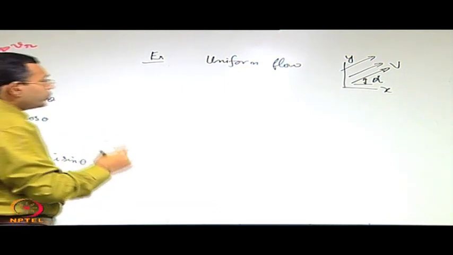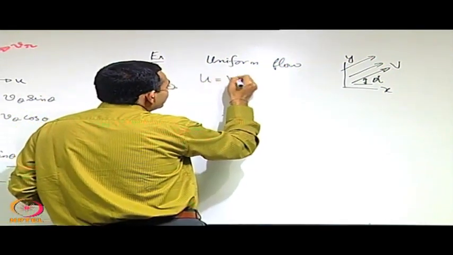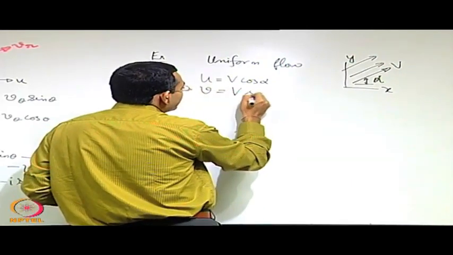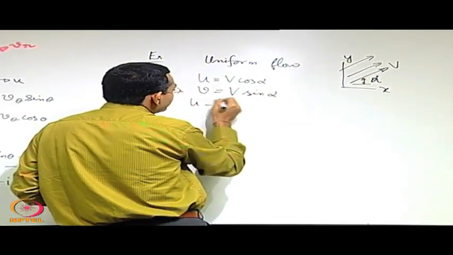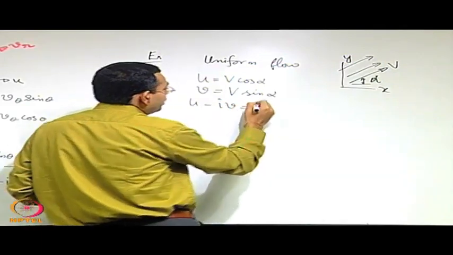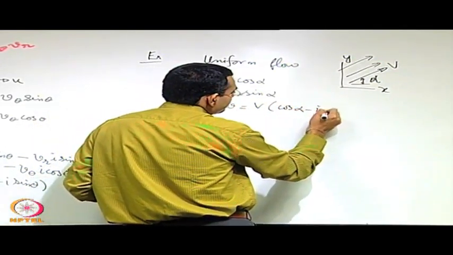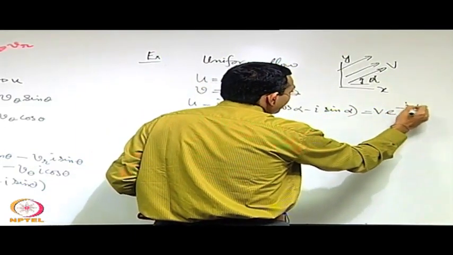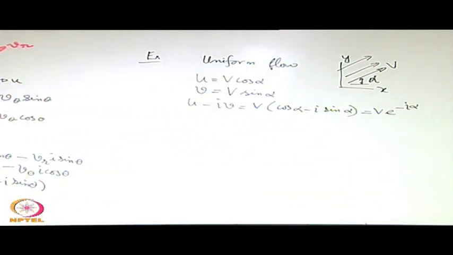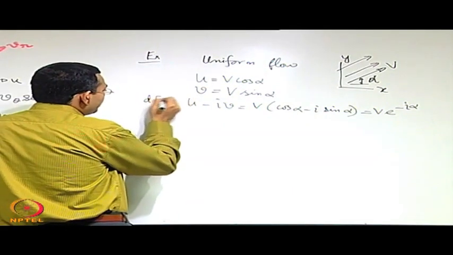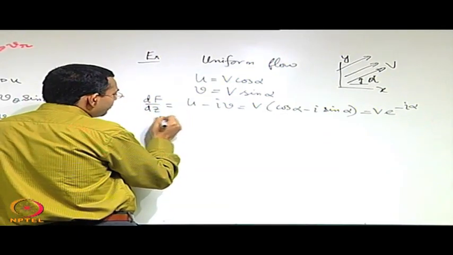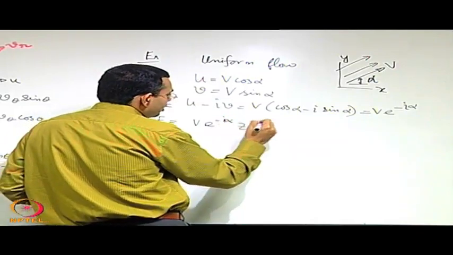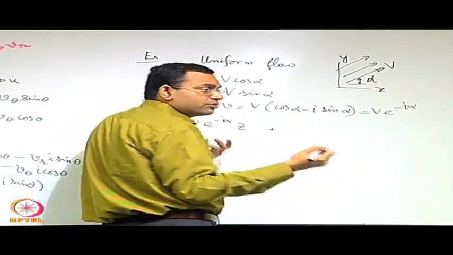So what is u here? u is V cos alpha. What is v? That is small v, V sin alpha. So u minus iv is what? V cos alpha minus i sin alpha, right. So V e to the power minus i alpha, and this we want as dF/dz. So F is V e to the power minus i alpha z, maybe plus some p plus iq you may put.